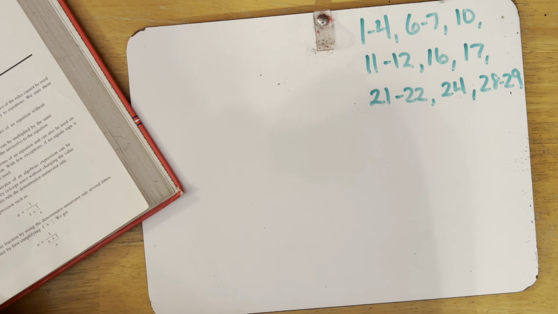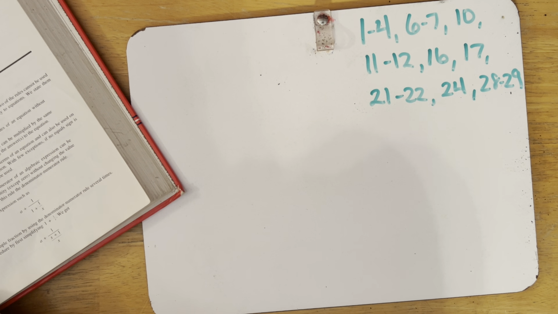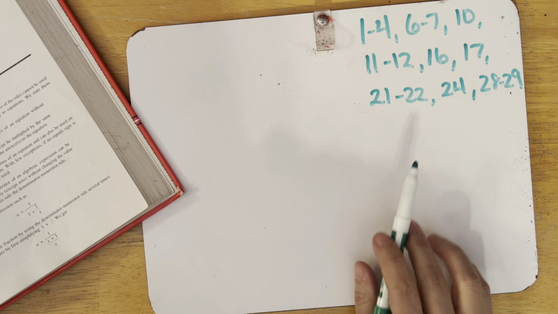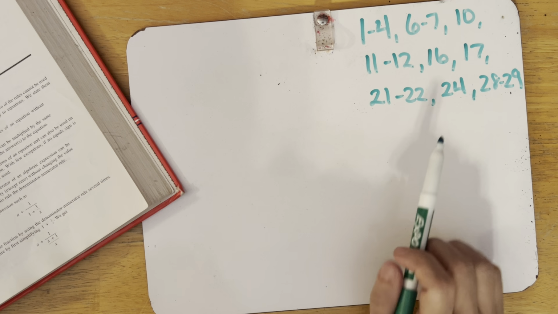Try number 7 on your own. There shouldn't be anything crazy that comes up. Following the same thing, you're multiplying the bottom by the conjugate. Whatever you do to the bottom, do to the top.